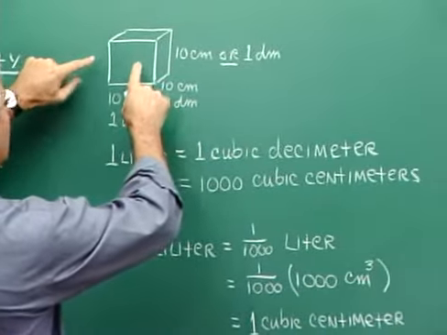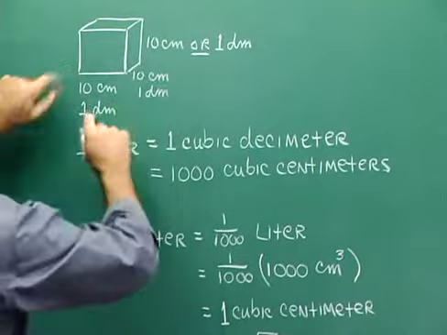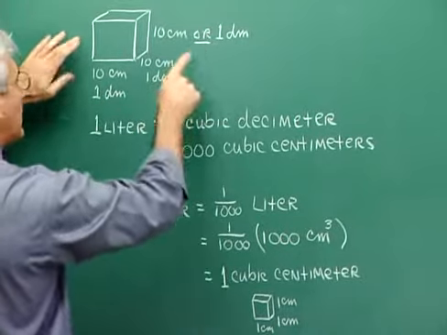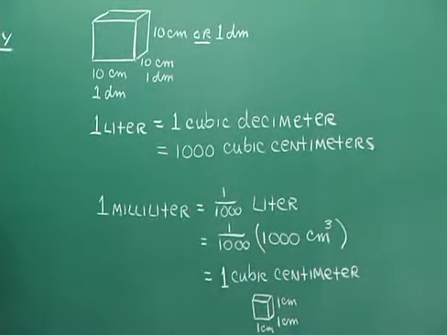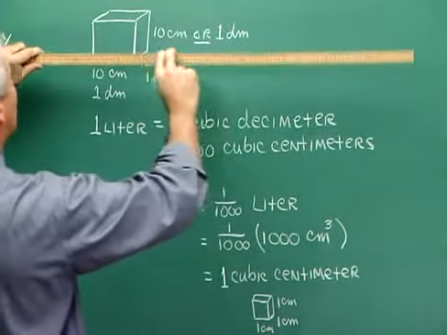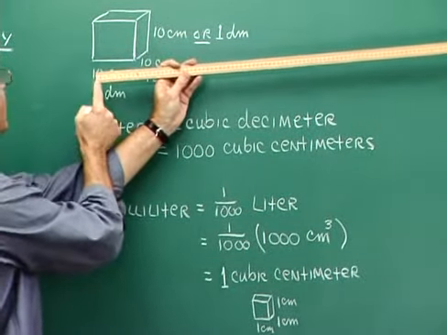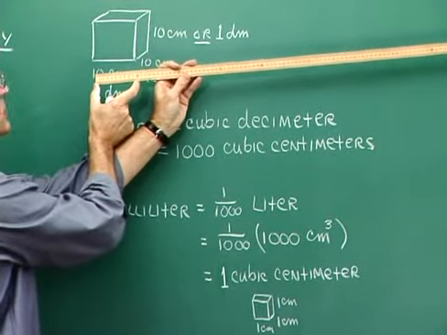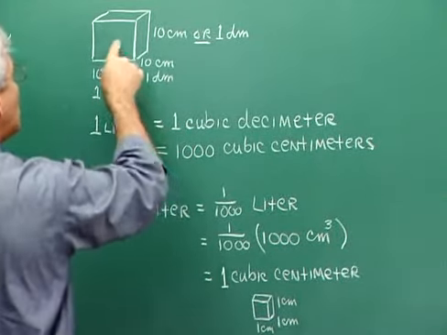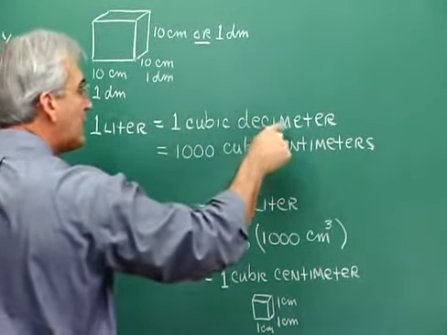Suppose we imagine a cube which is 10 centimeters on a side, 10 centimeters long and wide and high. All right, now 10 centimeters is the same length as 1 decimeter. So 1 decimeter, 10 centimeters, same thing. And to give you just another idea of that, here's a meter stick. This 10 is at the point of 10 centimeters. So each one of these little marks is a centimeter. So this is 10 centimeters, and that is 1 decimeter. So what we're talking about here is 1 cubic decimeter, which is 1 liter. So 1 liter is 1 cubic decimeter.